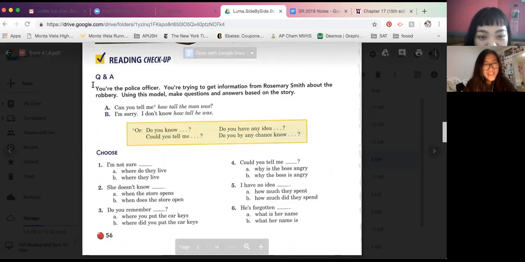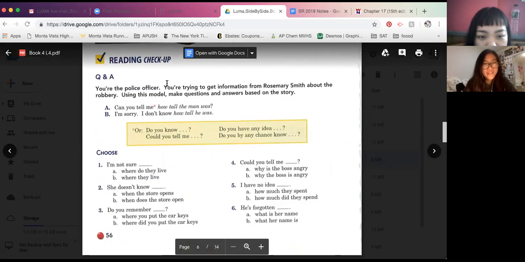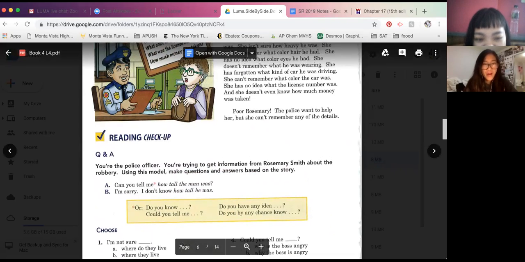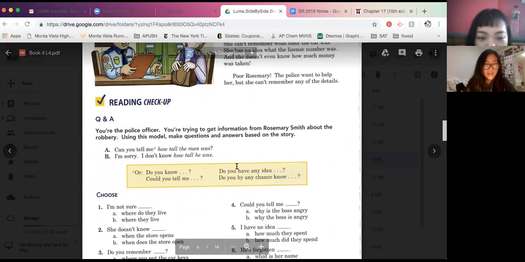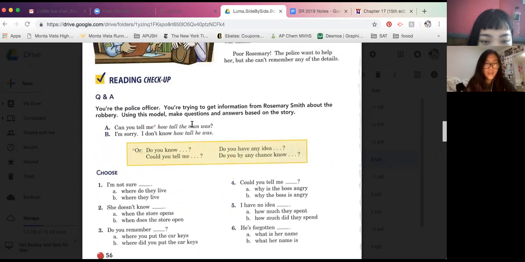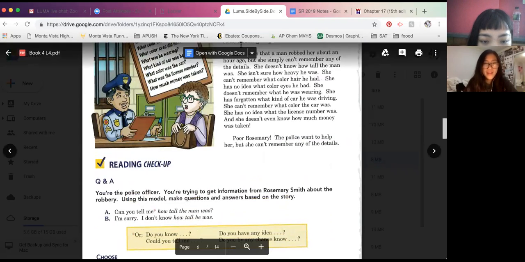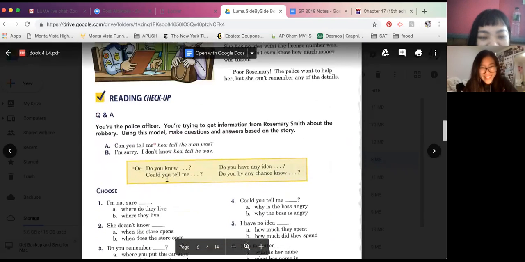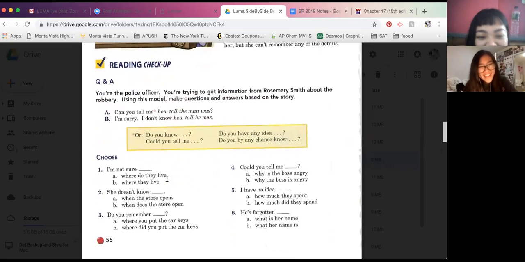Okay, so question and answer. You're the police officer. You're trying to get information from Rosemary Smith about the robbery. Using this model, make questions and answers based on the story. So, can you tell me how tall the man was? And remember, Rosemary doesn't remember anything, so the answer is always, I don't know.